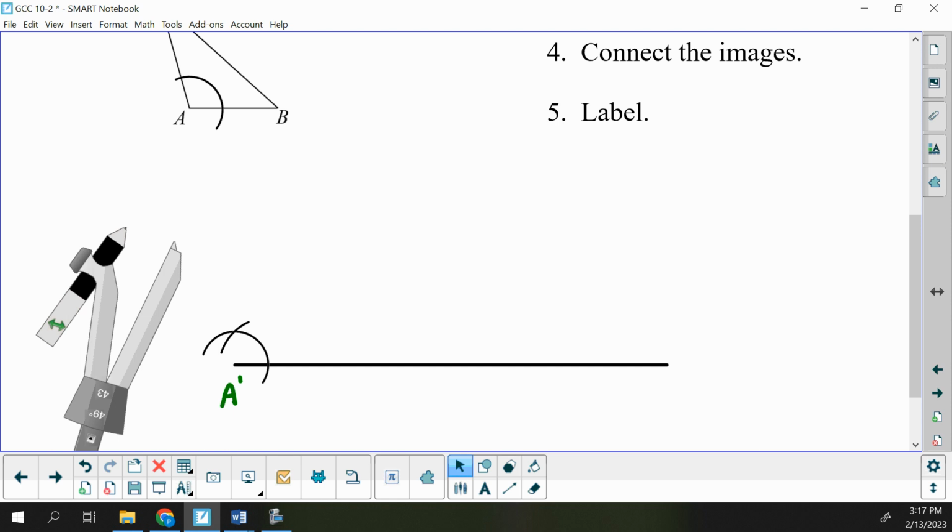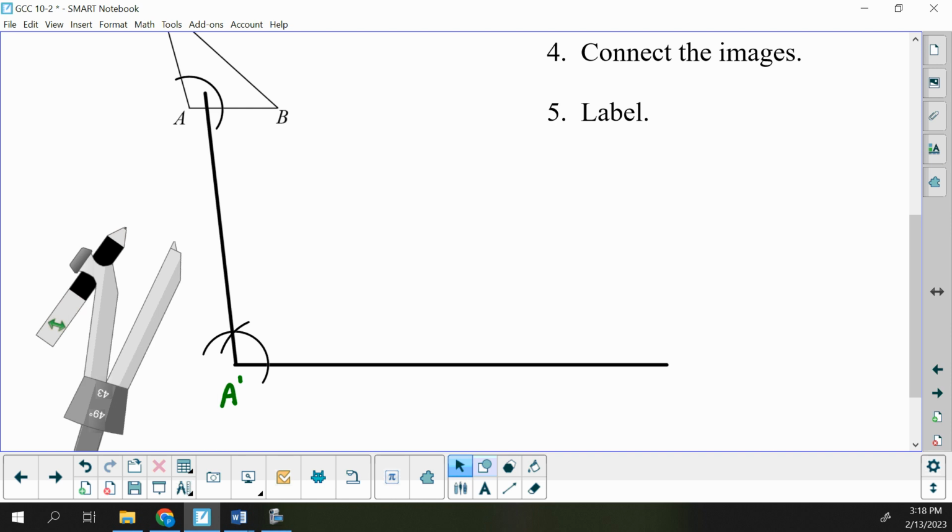Wherever it crosses, you're going to take your straight edge and connect from the endpoint, and it's got to go through that intersection. So from A prime, extend it through the intersection.